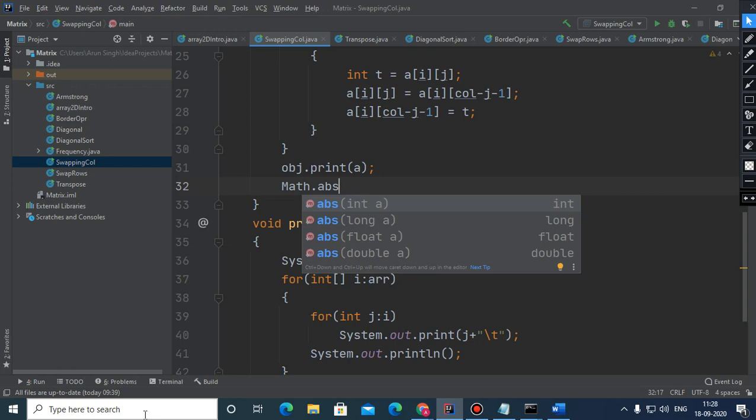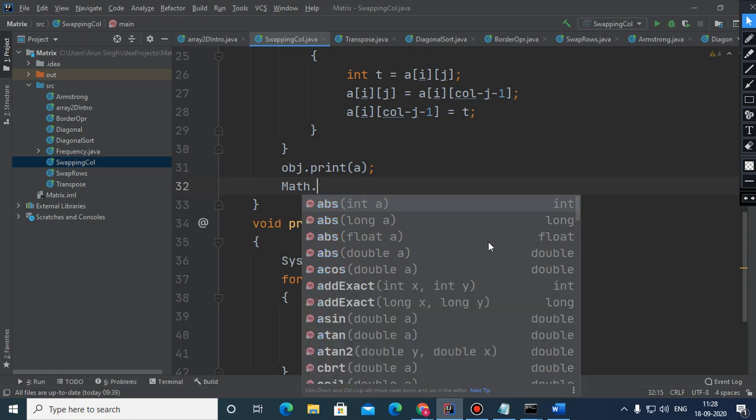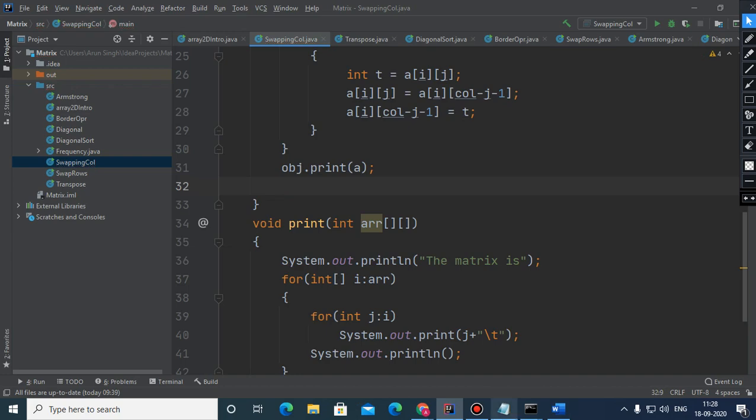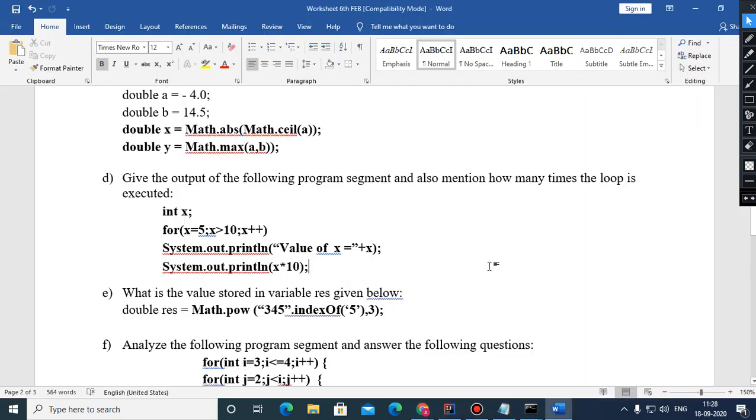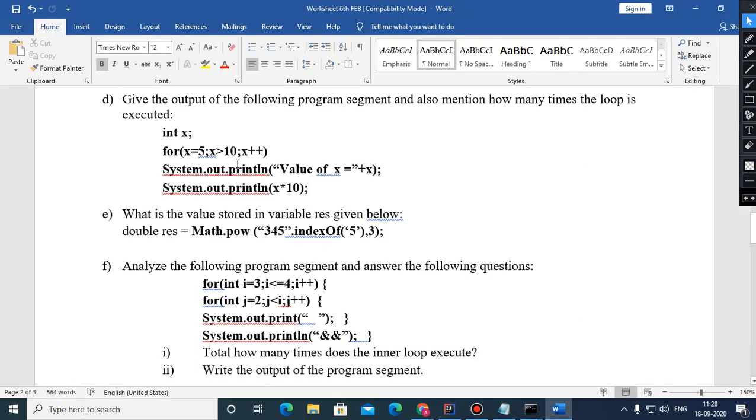Got it? Understood or not? And it is decided at runtime what value will be returned by the function, because when you are passing double, it will be double. So remember that when you are passing double type, it will be double type. Next, output of this one.